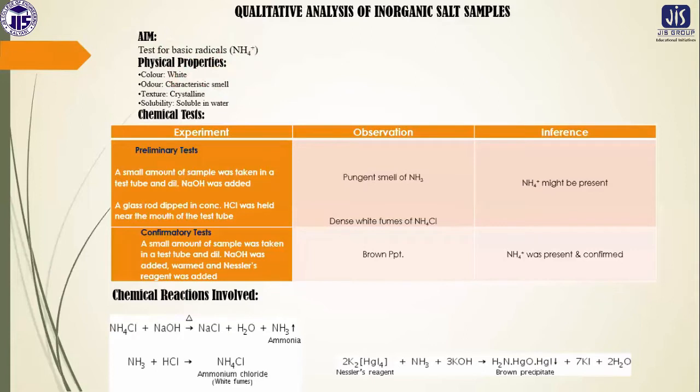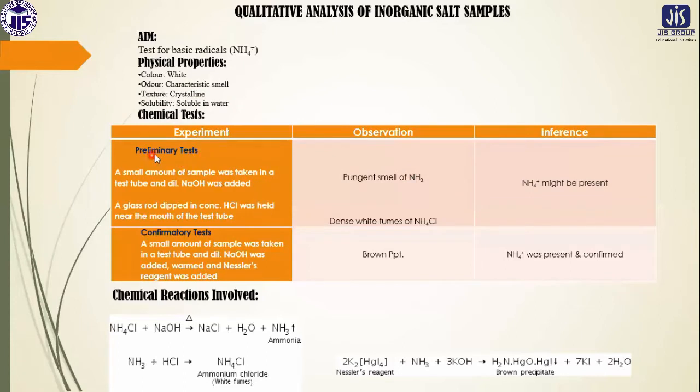For that particular ammonium salt, the color will be white. Then the odor, some characteristic smell; for ammonium salts you will check for a pungent smell. Then the texture, it is crystalline, and solubility, it is soluble in water. Those are the physical properties. Then the chemical tests, that means the dry test, wet test, preliminary test, and confirmatory test. Here you have to make a table with experiment, observation, and inference.